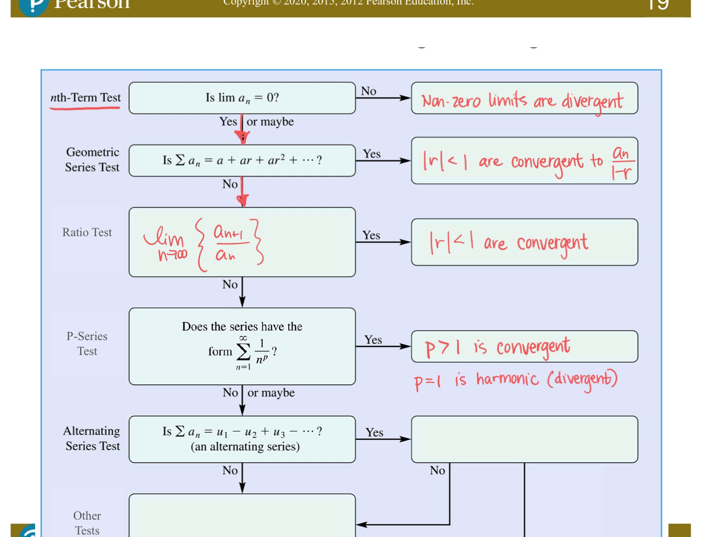So then that gets us to the alternating series test. So alternating harmonic is then going to be convergent. So if you have an alternating series plus you have a harmonic, then you have a convergent series.